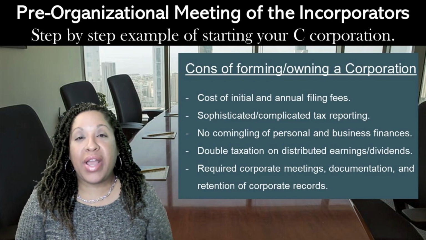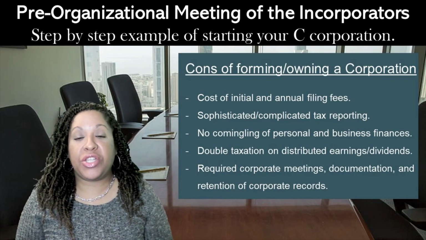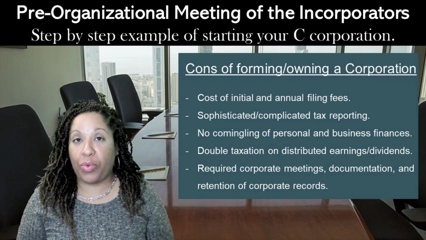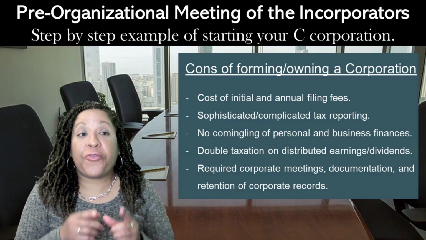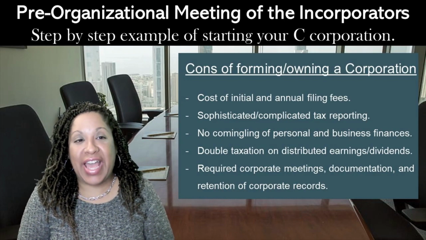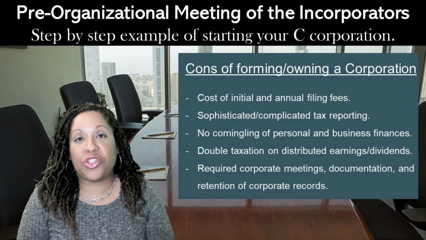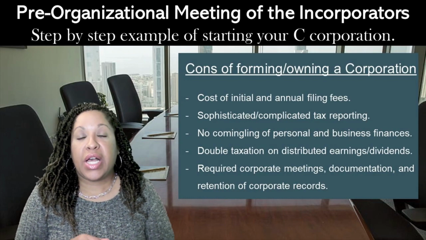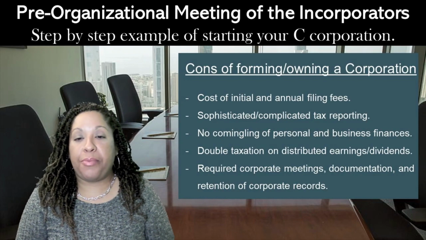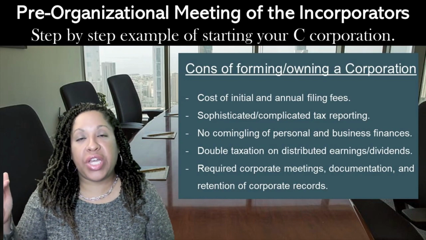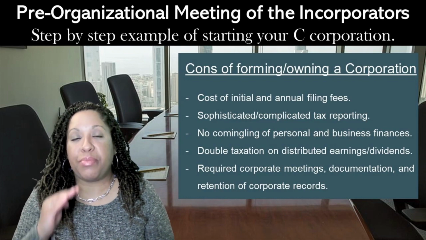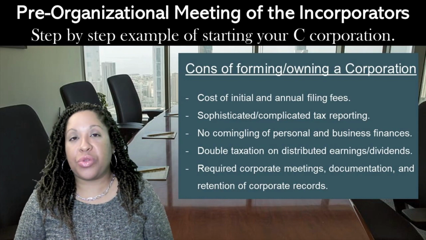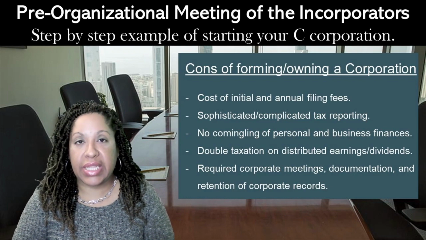And last, you have required corporate meetings, documentation, and retention of corporate records. This is very, very important. And we're going over the very first meeting that you'll need to have, which is the pre-organizational meeting of incorporators, which is so important, because it's just like a good checklist. So you're going down the list of all the things you need to do to make sure you're forming this corporation the right way and you haven't missed anything.